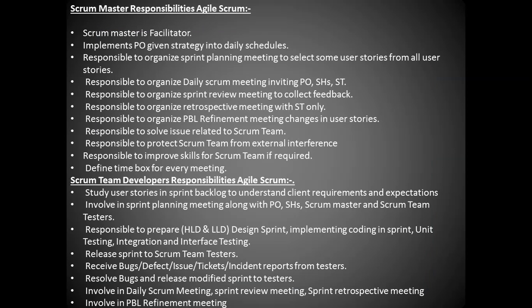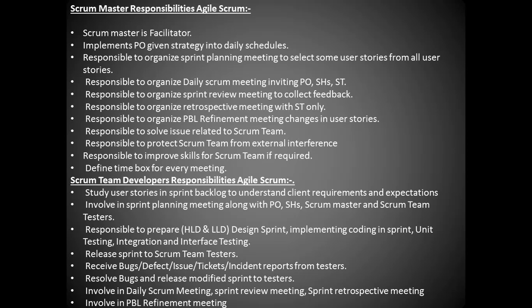Next, Scrum Master responsibilities in the Agile Scrum itself. Scrum Master is a facilitator, implements the PO given strategy into daily schedules, responsible to organize the sprint planning meeting, to select some user stories from all user stories, responsible to organize the daily Scrum meeting, inviting POs, stakeholders, and the Scrum team. He is responsible to organize the sprint review meeting to collect the feedback, and responsible to organize the retrospective meeting with the Scrum team only.